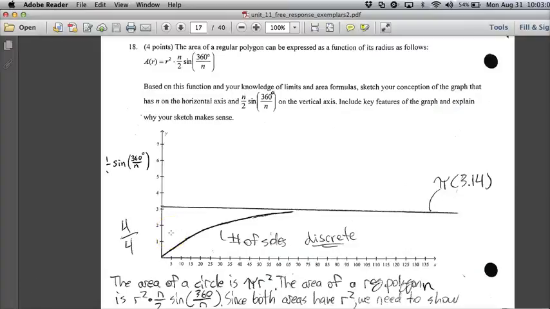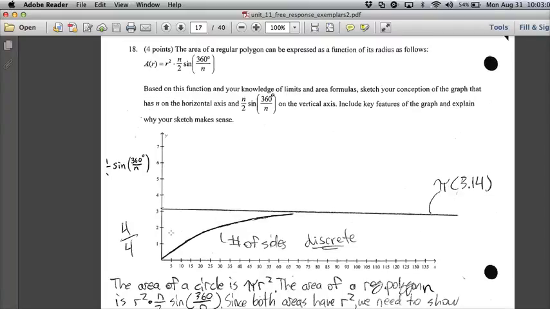So in this transfer task, we see if students are able to apply what they learned in the lesson to a new context. So here, the context is we have an expression for the area of a regular polygon, and it's r squared n over 2 sine 360 over n. And we're trying to show that that approaches the area of a circle as n approaches infinity. So students know that the area of the circle is pi r squared.